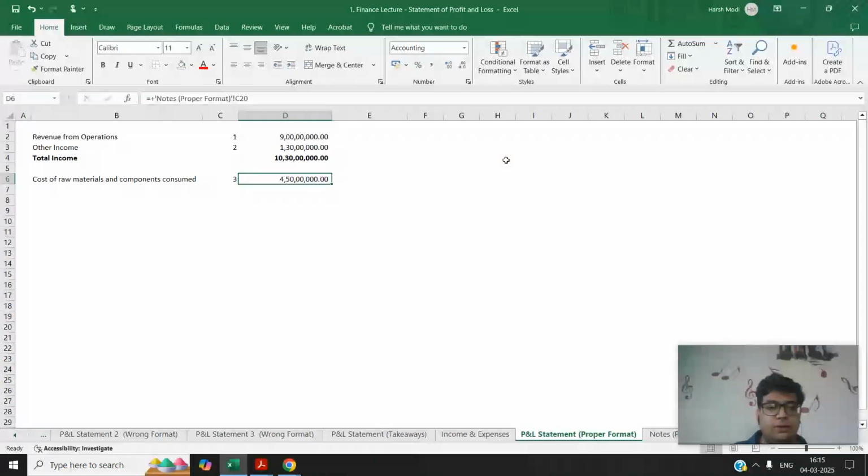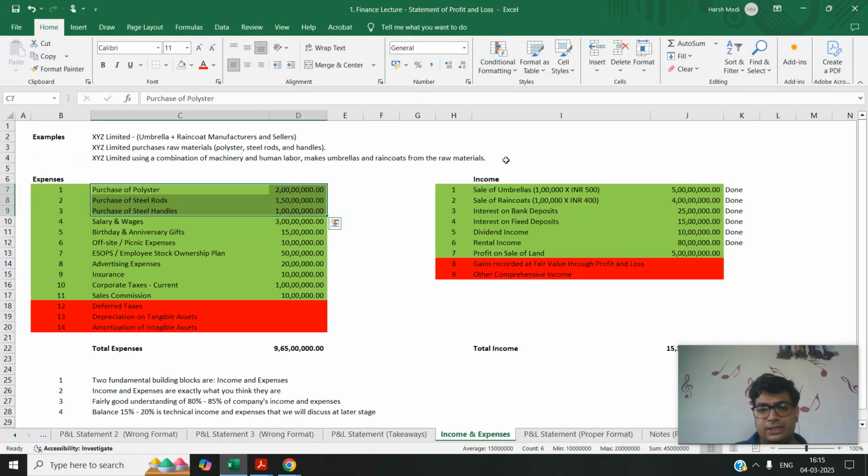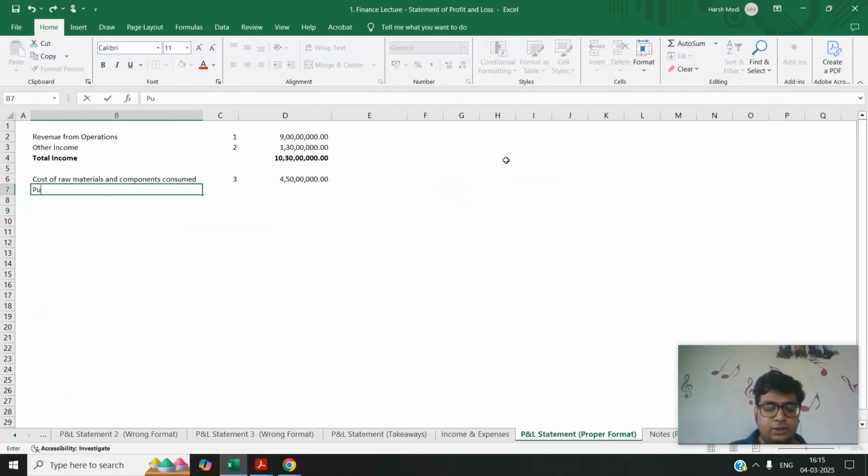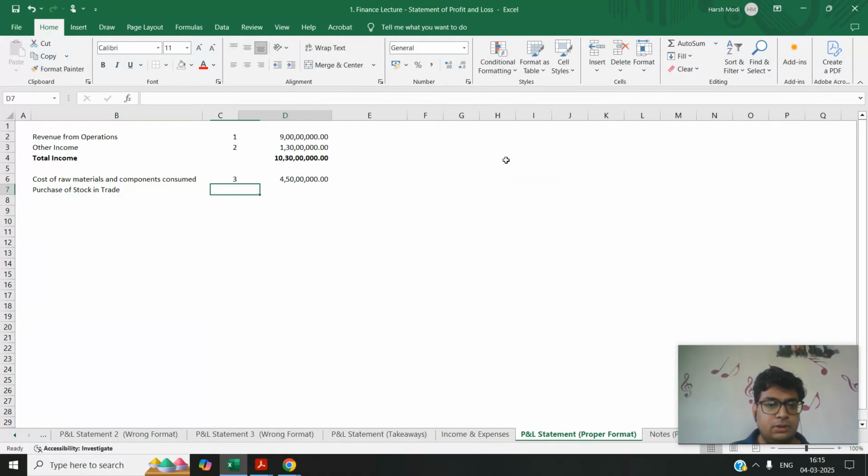Now, what it means is that Titan Limited sold traded goods worth 8,109 crore, and its purchase price was 5,500 crore. For XYZ Limited, we never traded, right? We always had manufacturing operations. We made raincoats and umbrellas. So for us, purchase of stock in trade would be nil.